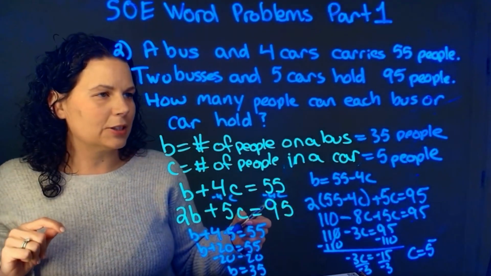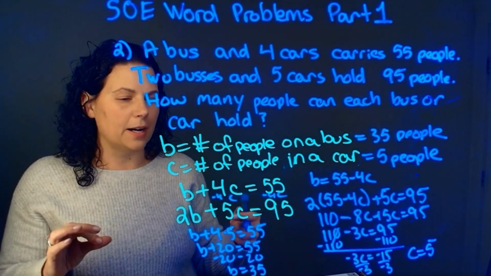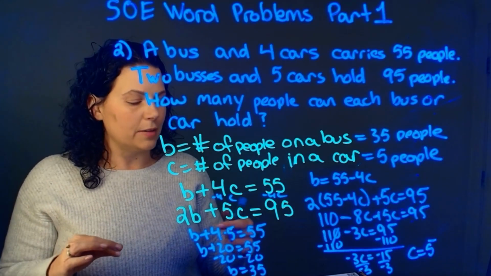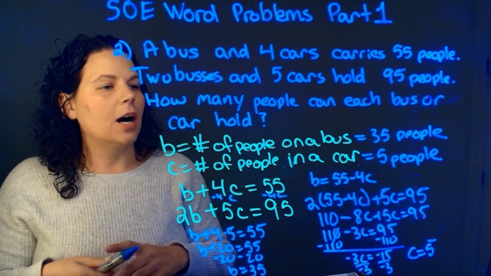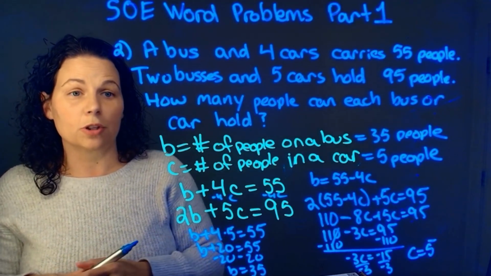And absolutely go back and check this. Is 2 times 35 plus 5 times 5 equal to 95? I did this earlier, and yes, it works. But check it with both of them before you turn your paper in.